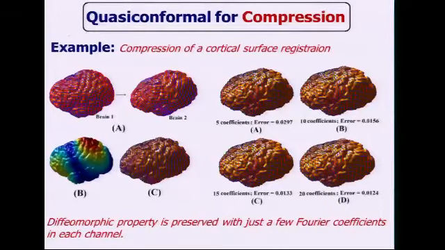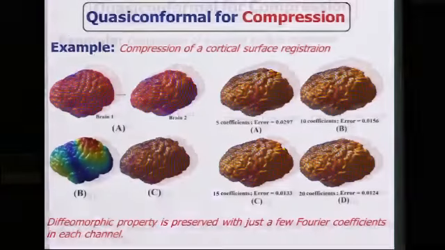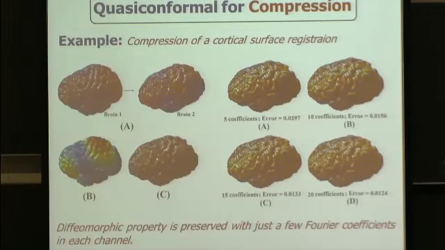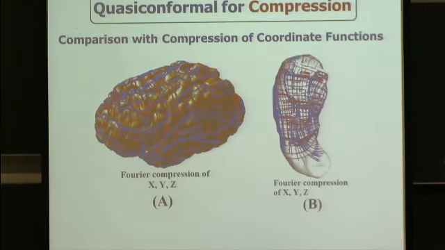We can also deal with more complicated surfaces. For example, we have a brain surface. This is the same brain surface, a healthy one and an unhealthy one with Williams syndrome. We register them, compute the Beltrami coefficient, and compress it. With a few coefficients, we can reconstruct the diffeomorphism, which closely resembles the original registration. So this gives us a compressed representation of diffeomorphism so that we can easily do different types of analysis of the medical surface.